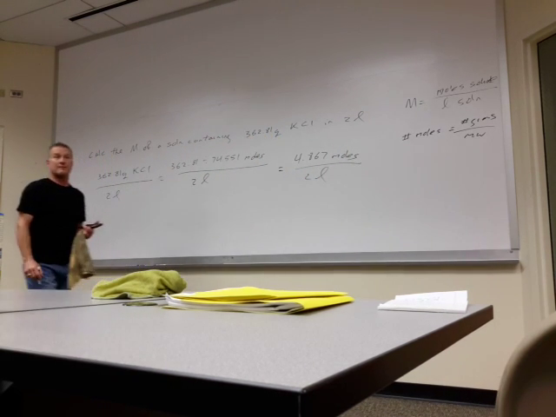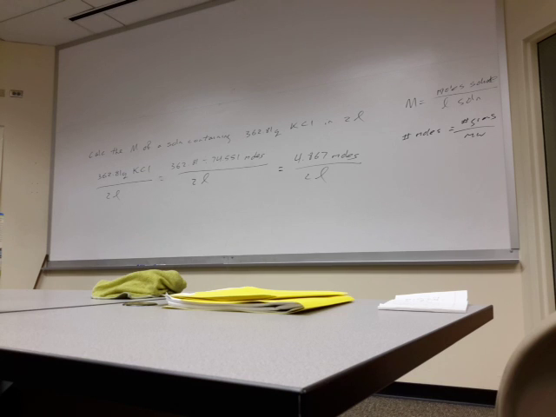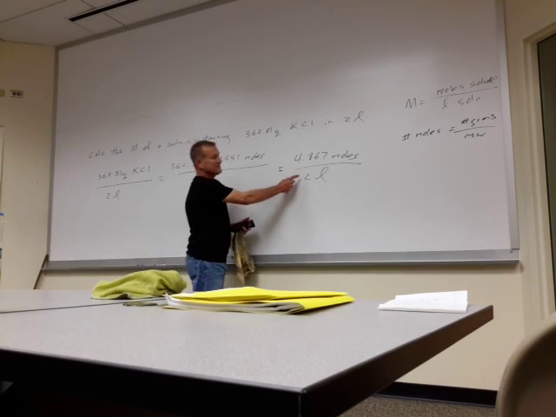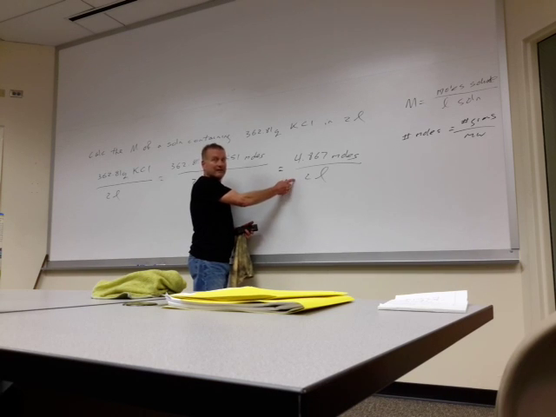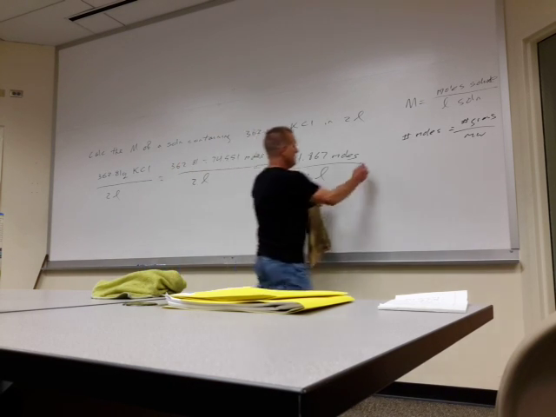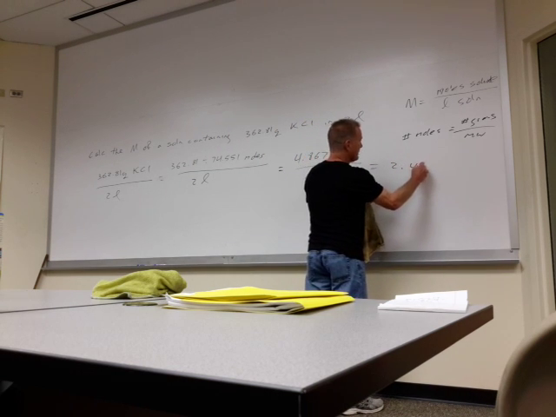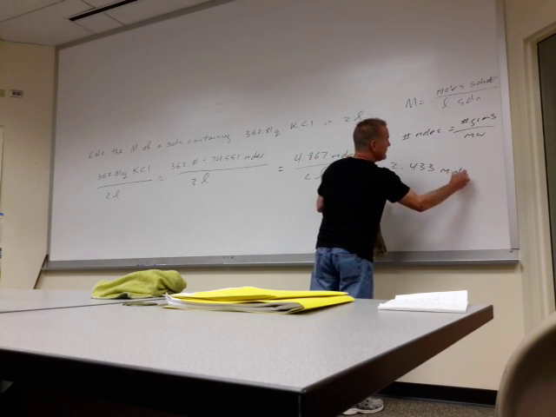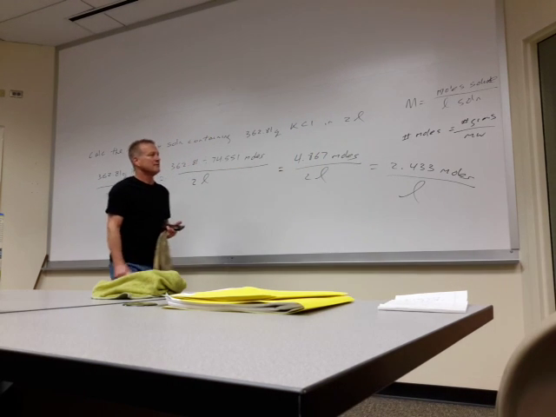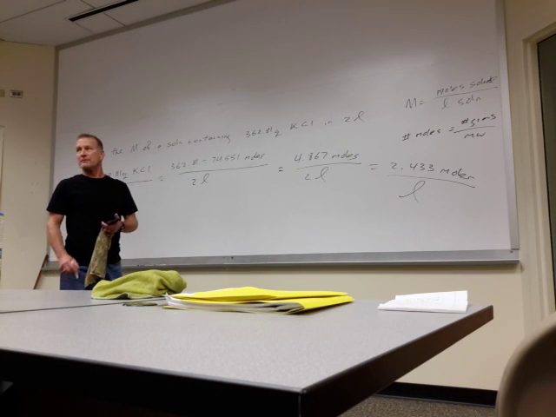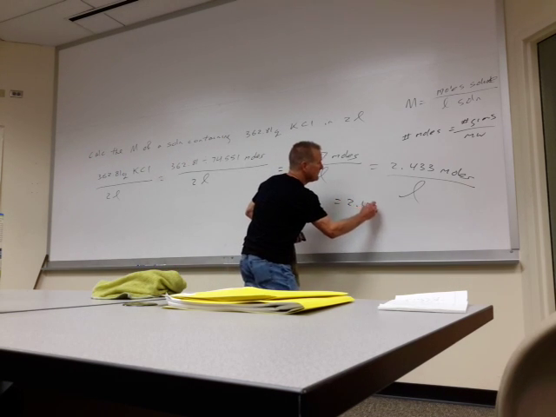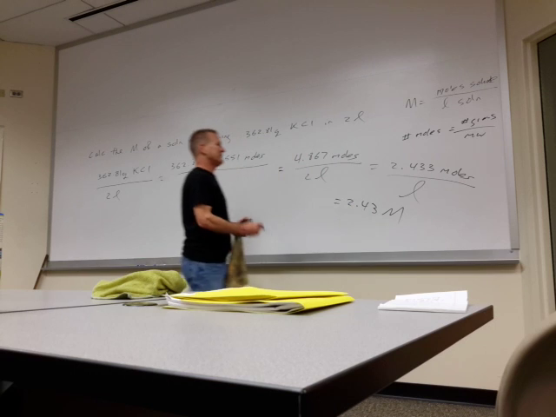What else do I need to do? Divide by 2. Why am I dividing by 2? I've got to change this to 1. When I divide this by 2, I have to divide that by 2. So I've got 2.433 moles per liter. So what's the molarity? 2.433 M. 2 decimal places.